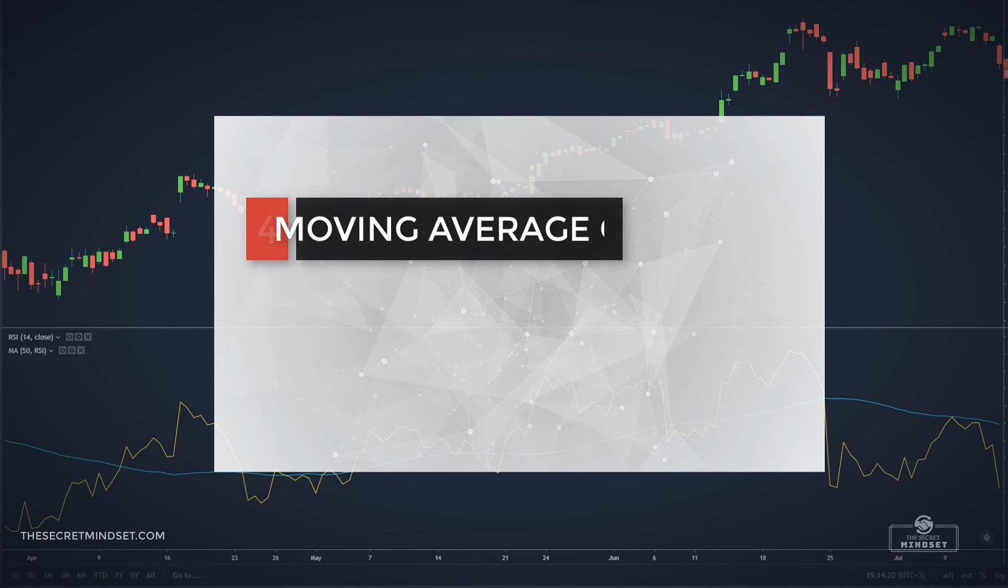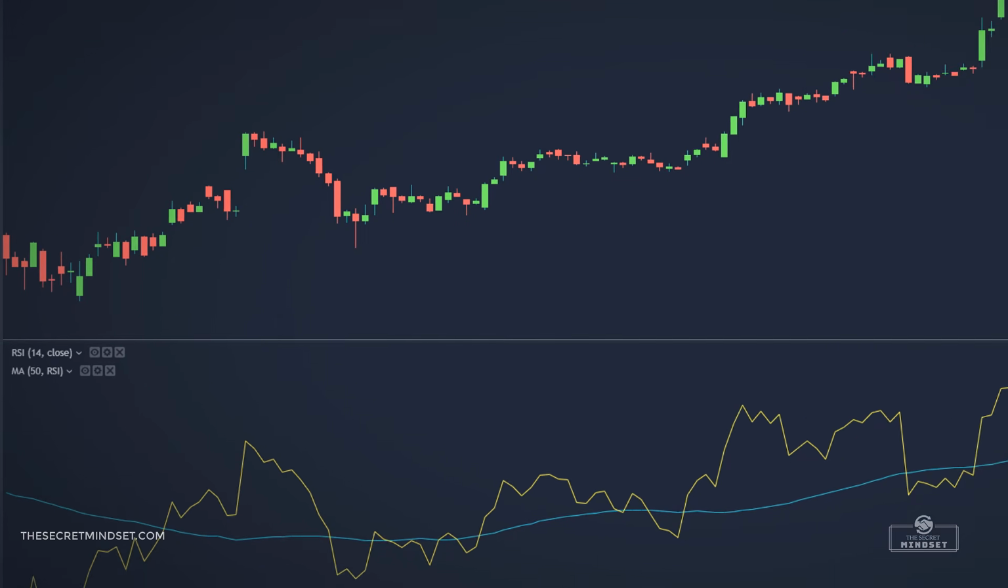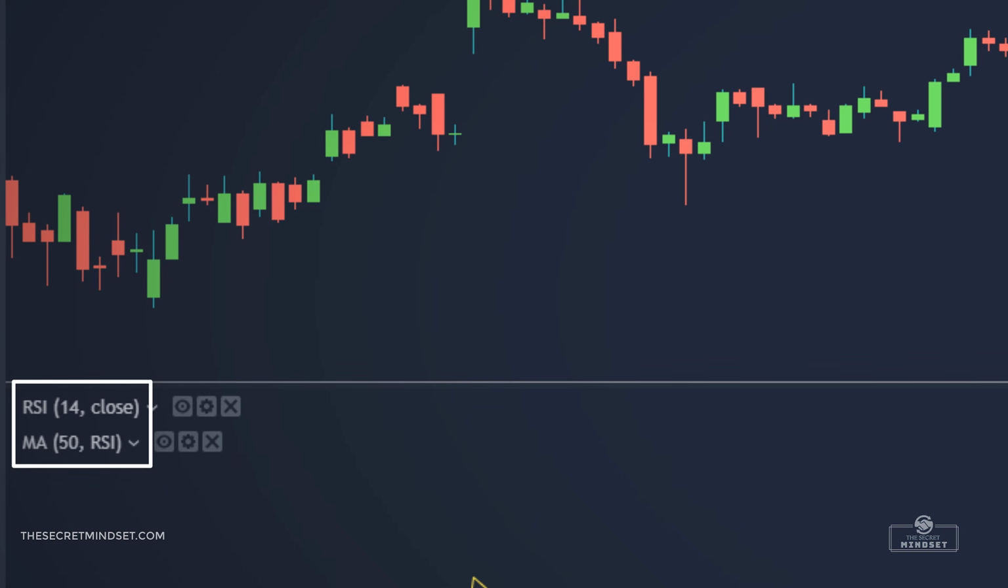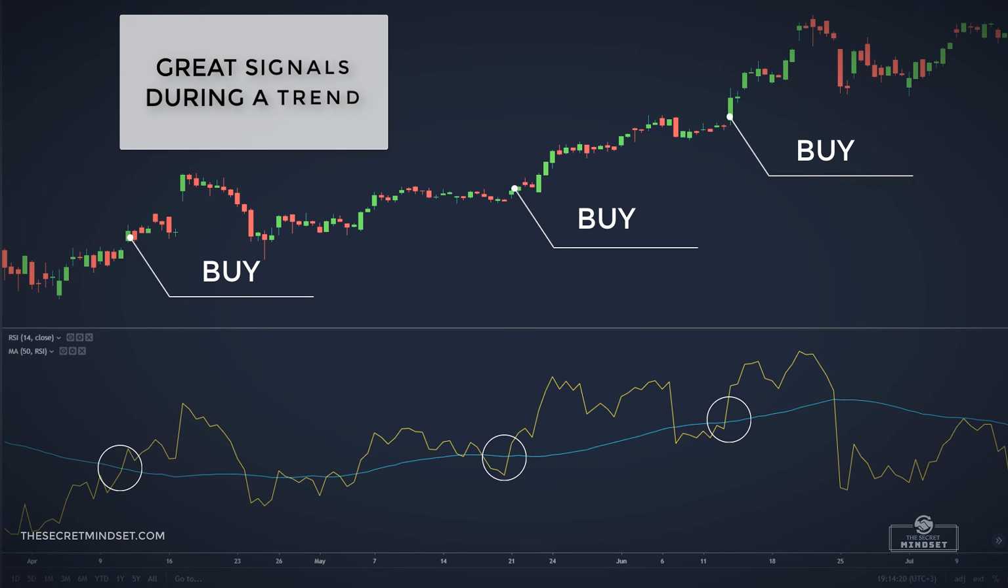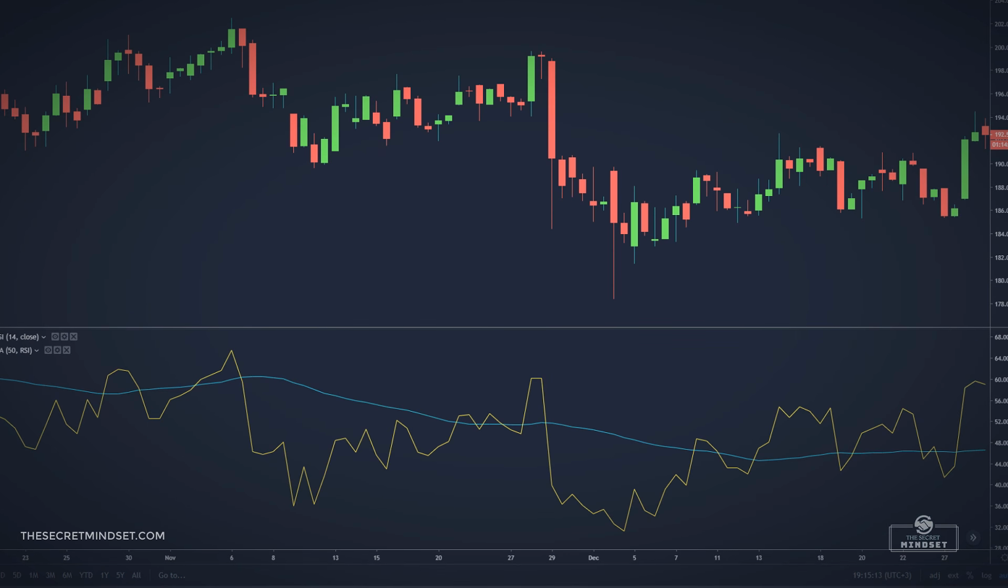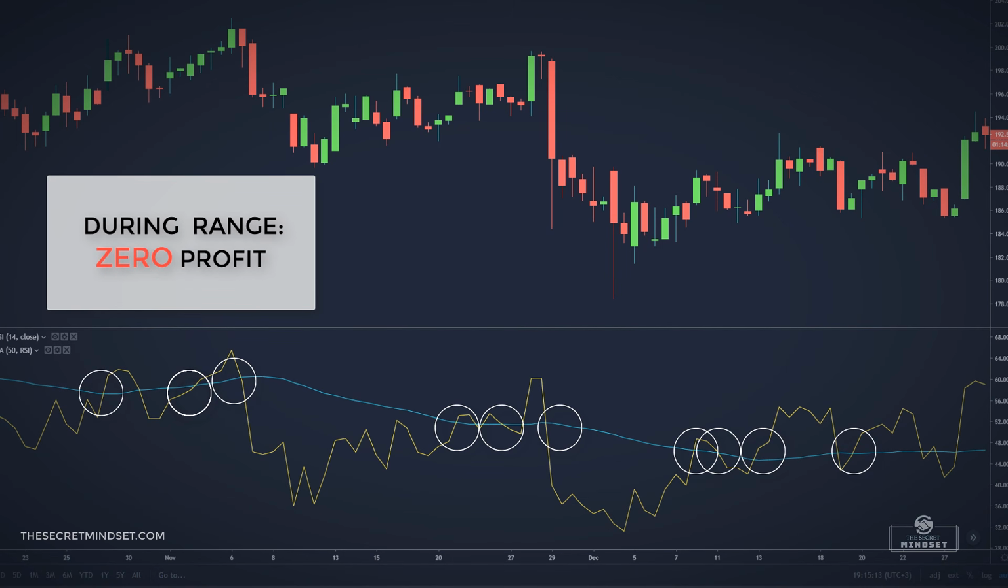In order to smooth the signals offered by the RSI, you could add a moving average on the indicator. By adding a moving average on the RSI, you could search for crossovers for better quality signals. Now, when you want to trade a crossover between the RSI and the moving average, you should be aware of an important thing. A crossover will catch good movements when markets are trending. When markets are trending in a range, this approach will lead to a lot of losing trades.